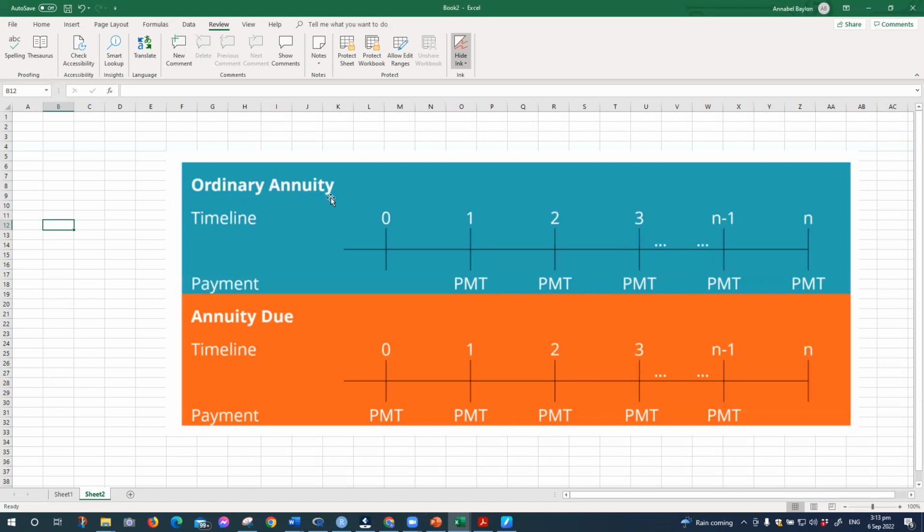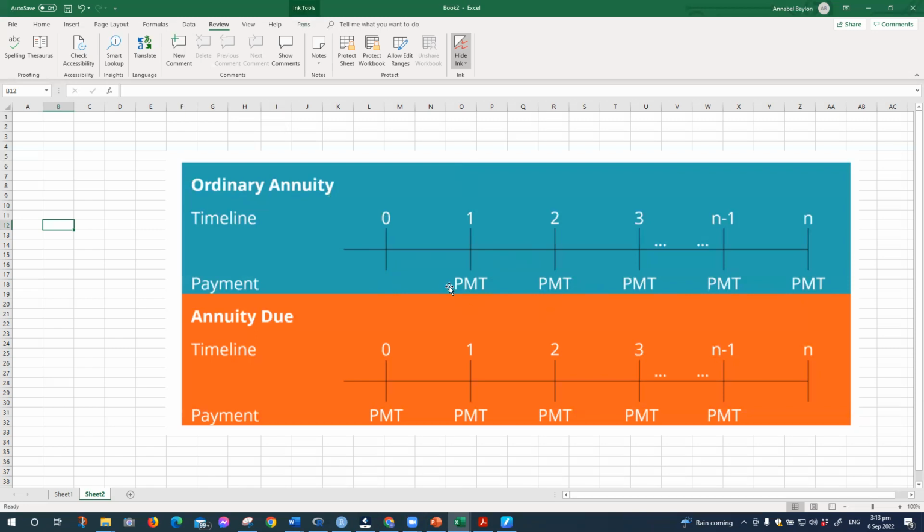Okay, so the ordinary annuity begins at the end of the first period. So this is the first period. Sa dulo niya, doon nagsisimula yung cash flow. Okay? That's where the cash flow begins.